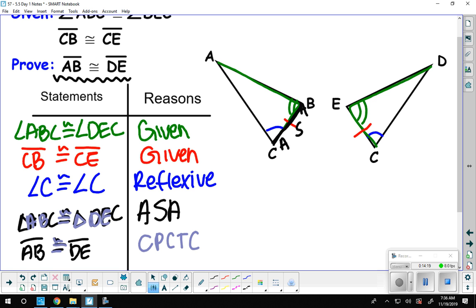CPCTC. Also, you could have used this to prove statement to help you write your congruency statement because you know AB has to match up with DE. So that makes it pretty nice to write the congruency statement. And we don't have to mark it in our picture, but you do know that AB is congruent to DE. Right? And we also know that AC is congruent to DC because those are corresponding parts. And we also know that angle A is congruent to angle D because those are corresponding parts. So once we prove the triangles are congruent, we know that all of the corresponding parts are congruent.